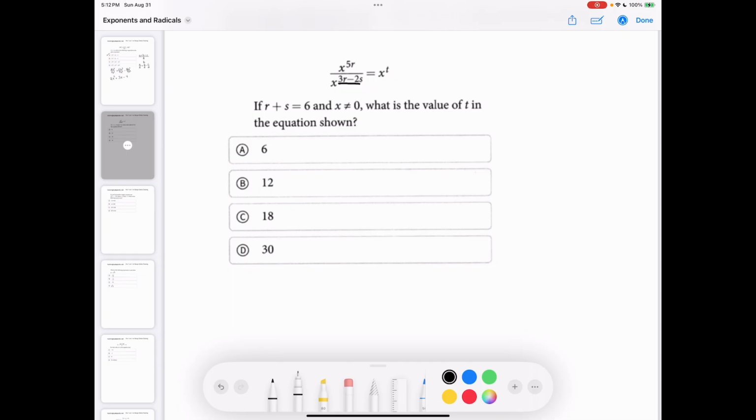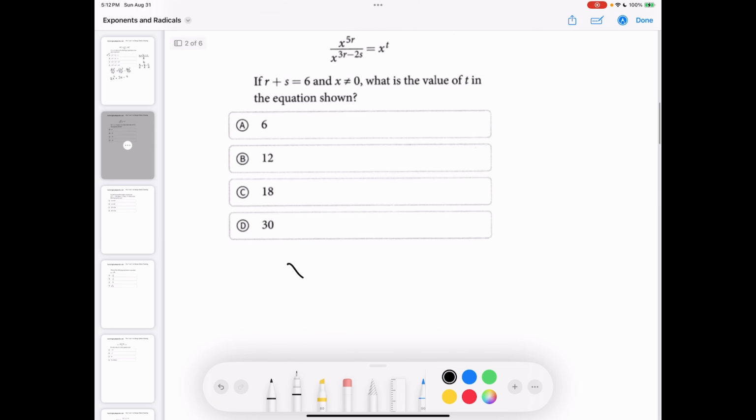Okay, so let's do a little manipulation on the left and see what we get. So I have x to the 5r divided by x to the 3r minus 2s. I have the same base in the numerator and the denominator, so I can go ahead and apply the quotient rule, okay? Which means I can rewrite the base, x, and my final exponent is going to be the subtraction of my exponent in the numerator and the denominator.